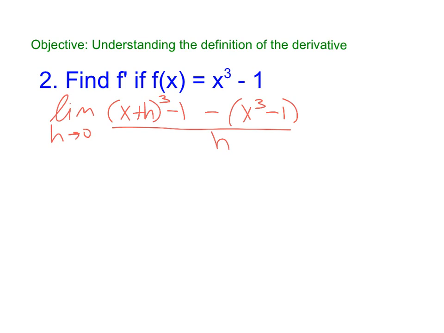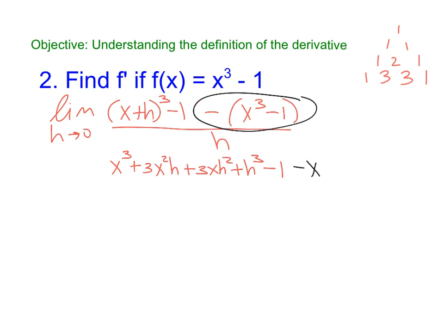You have to figure out what that is. If you remember, maybe you don't remember. If I use Pascal's triangle, it's 1, 3, 3, 1. So that would be x to the third plus 3x squared h plus 3xh squared plus h to the third. And then we have that minus 1. And then I have to put that in. Minus x cubed plus 1 all over h.